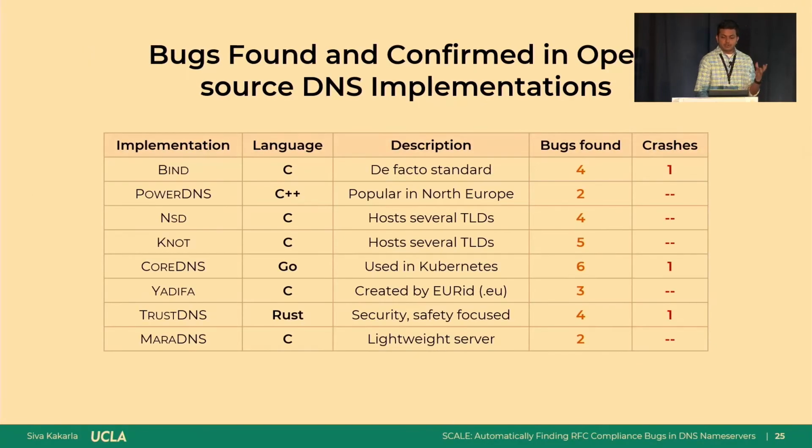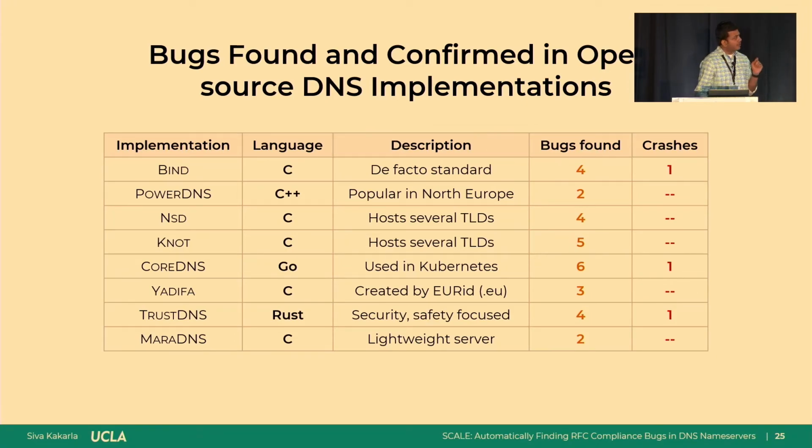We tested 8 open source DNS nameserver implementations shown in the table using those tests. This includes popular implementations such as Bind, which is the de facto standard, as well as newer implementations like CoreDNS, which is used in Kubernetes. I am showing the confirmed bugs for each implementation and how many were critical security vulnerabilities.